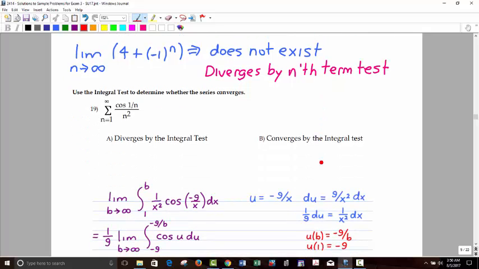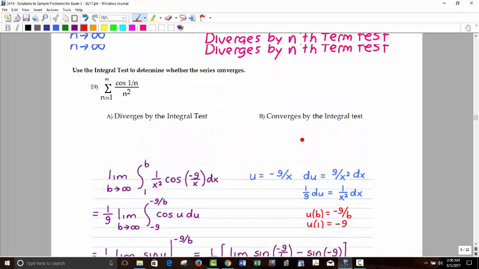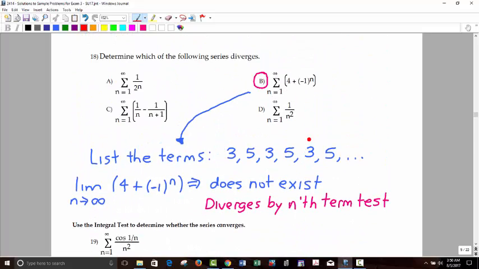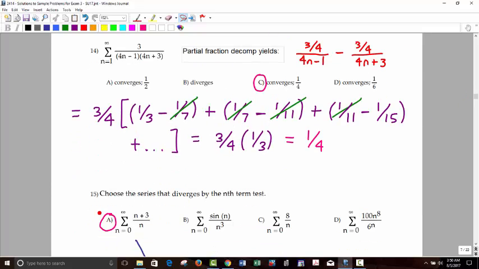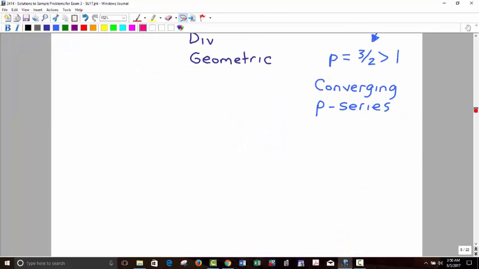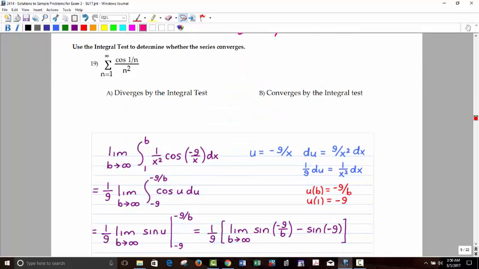How about 19? This would actually converge by the integral test. And the integral is really about the only one you can use here.